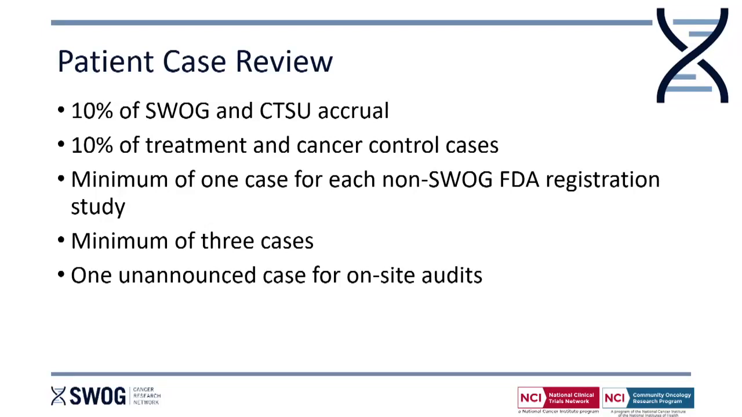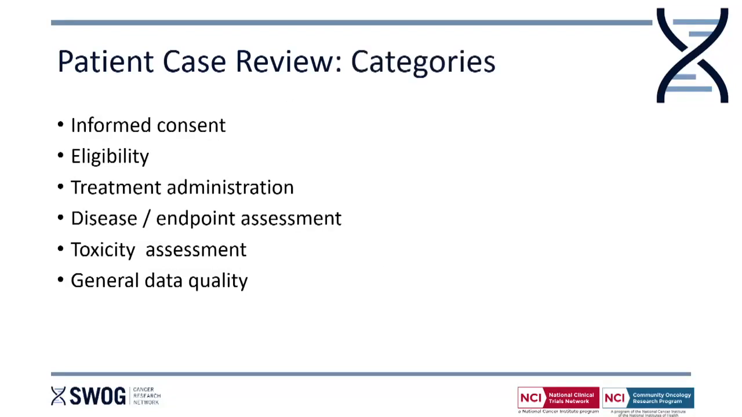And then when we come on site, we're going to do one unannounced case. So you won't find out about that until the day we show up. When we do an unannounced case, we only look at informed consent, eligibility, and data quality. So it's kind of like a mini review of the case. When we look at a patient case, we look at informed consent, eligibility, treatment administration, disease and endpoint assessment, toxicity assessment, and general data quality. So those are the categories.